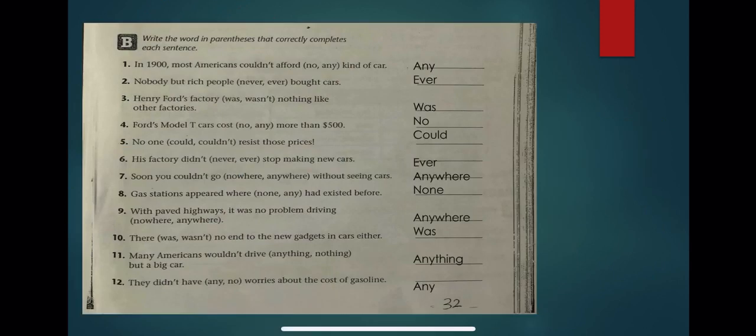Here, practice B wants you to write the word in parentheses that correctly completes each sentence. So here you have two words in the parentheses, and you're going to write the word that correctly completes the sentence. I have already done this practice, but I want you to stay with me so that I can explain each sentence. In 1900, most Americans could not afford no or any kind of car.